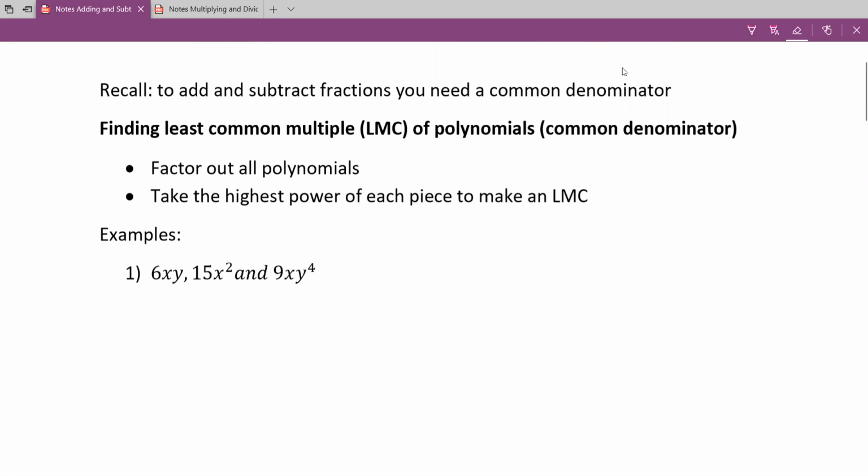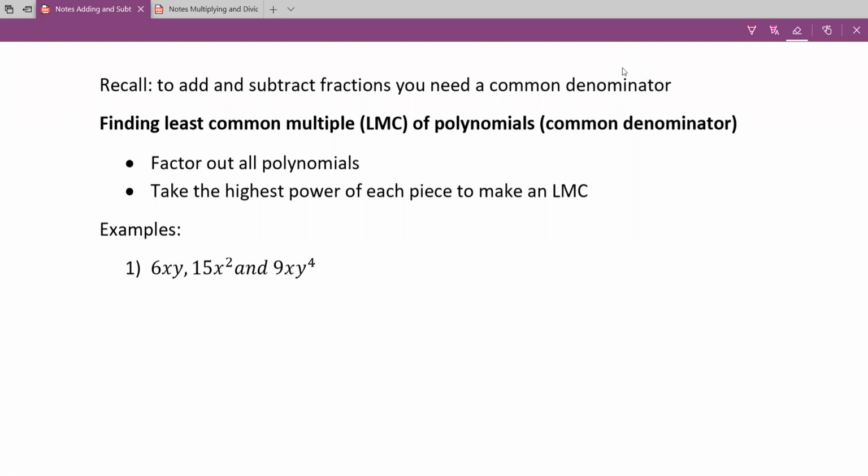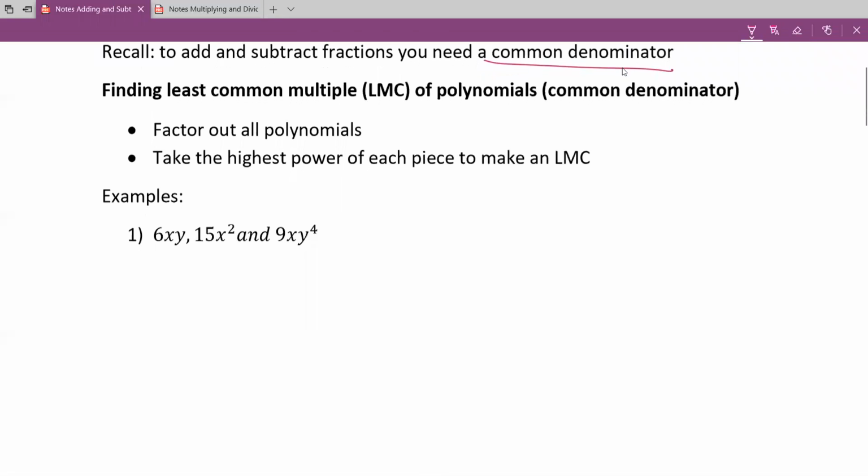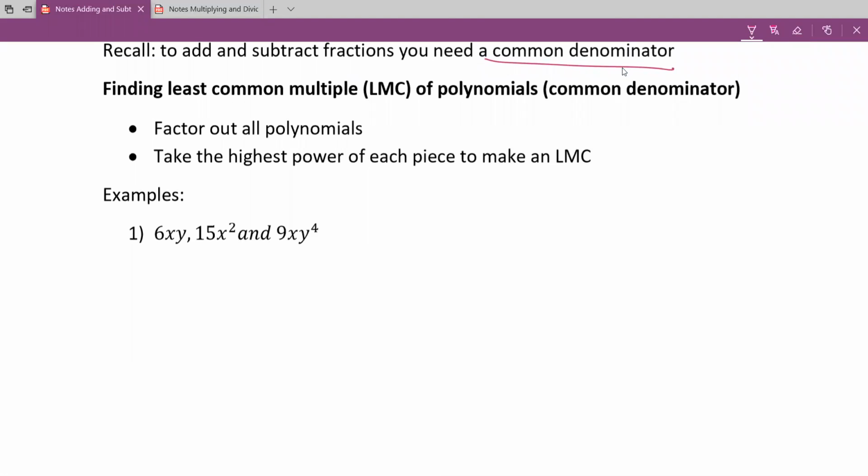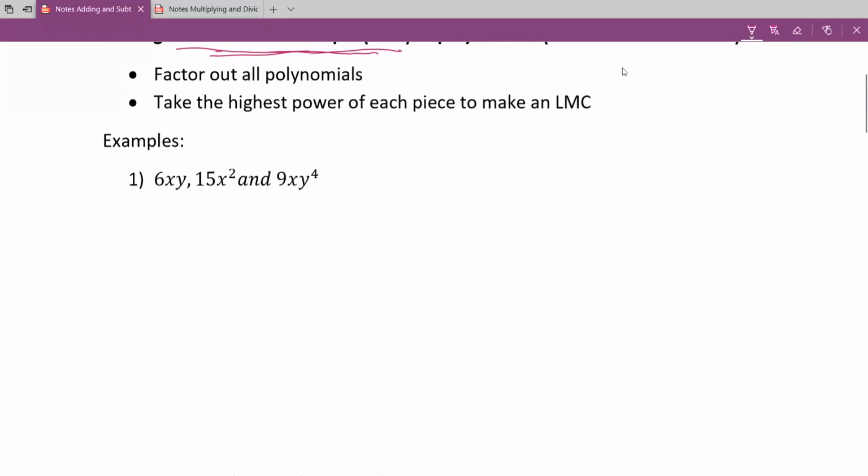So remember, when we were adding and subtracting fractions, we had to have our common denominator. Before we actually start adding and subtracting, let's talk about how to find that common denominator. Ideally, your common denominator is always going to be your least common multiple. In order to do that for polynomials, you want to factor all the polynomials, and then take the highest power for each piece that shows up between any of them.